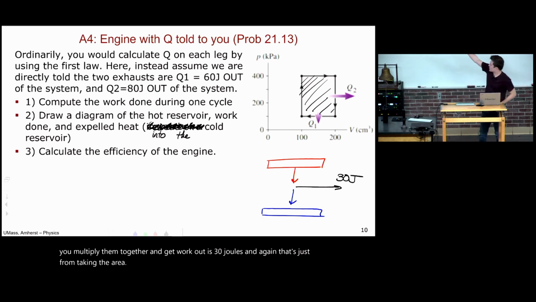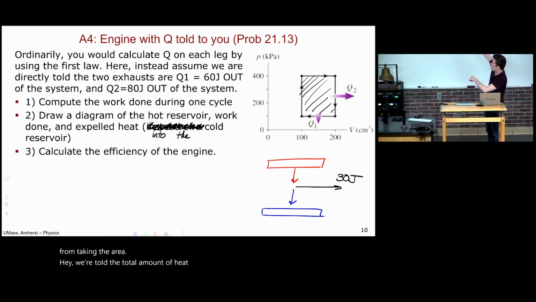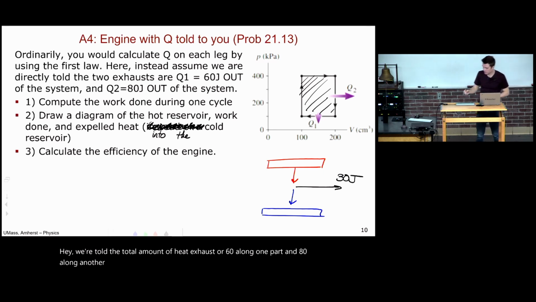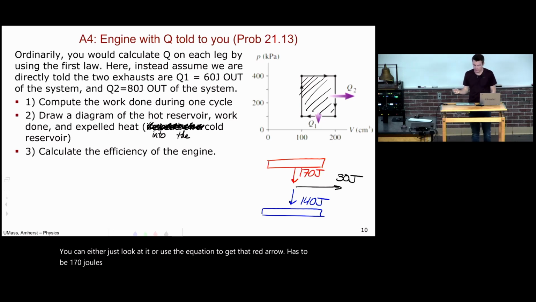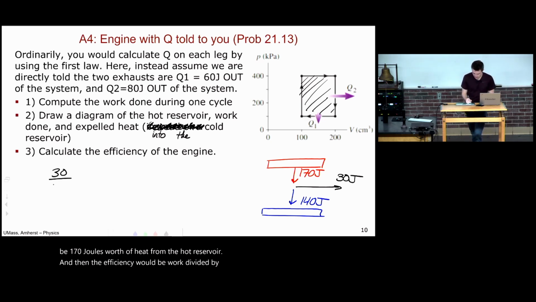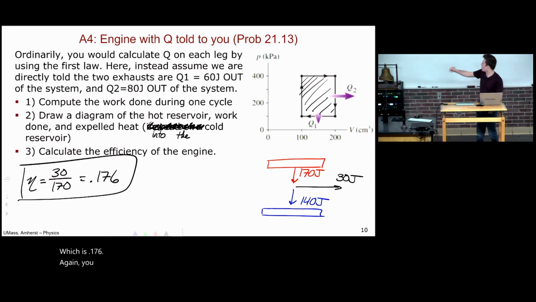We're told the heat exhausts are 60 joules along one part and 80 along another part, so 140 joules total of exhaust heat. You can either just look at it or use the equation to get that the red arrow has to be 170 joules worth of heat from the hot reservoir. Then the efficiency is work divided by Q hot, which is 0.176. You could also have used 1 minus Q cold over Q hot and gotten the same answer.